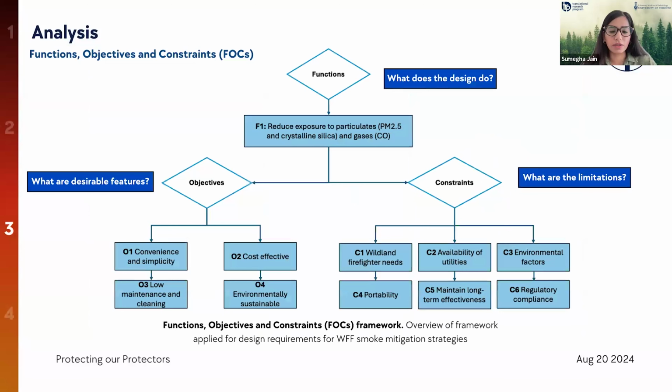This finally led us to the Function, Objective, and Constraints framework, also known as the FOC framework, which helped us to integrate the unique occupational conditions identified in our study and guide our future design efforts. Functions describe what the design will do or accomplish. Objectives are desirable design features that optimize the design compared to existing interventions. And finally, constraints are strict limits that the design must meet to be considered acceptable.